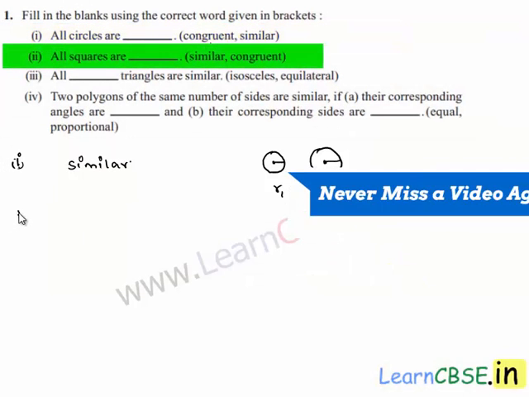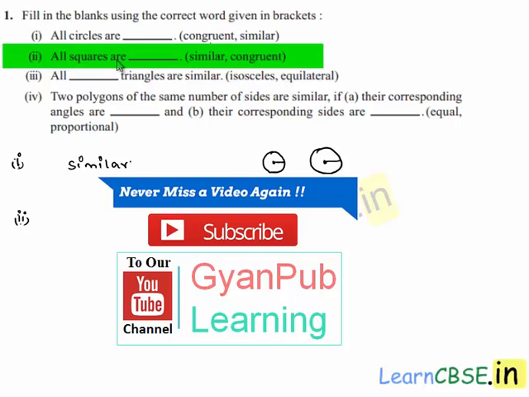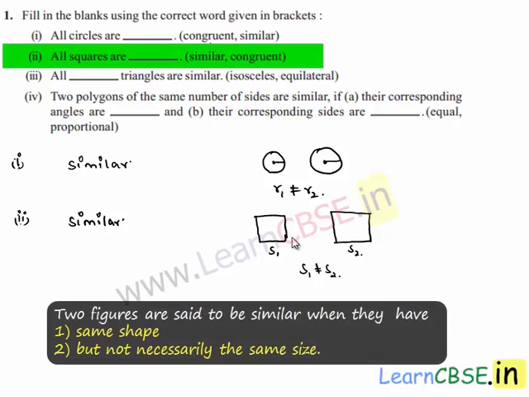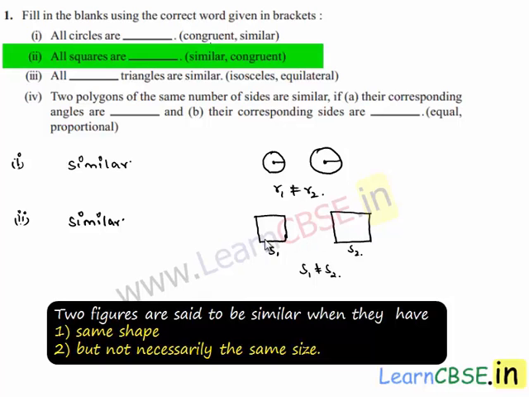Now moving on to the second bit. All squares are whether congruent or similar. Here all the squares will also be similar, as a square has all sides equal. Like for one square the side be S1 and for the other square the side be S2. Here S1 may not be equal to S2 but the shape of the square is always constant, with all the sides equal. So we can say that all the squares are always similar.